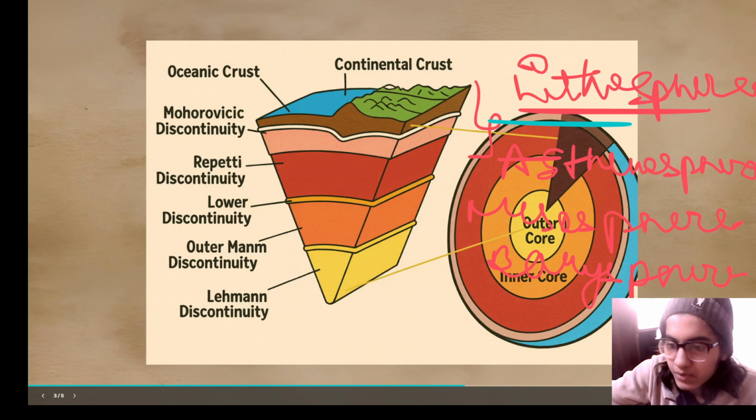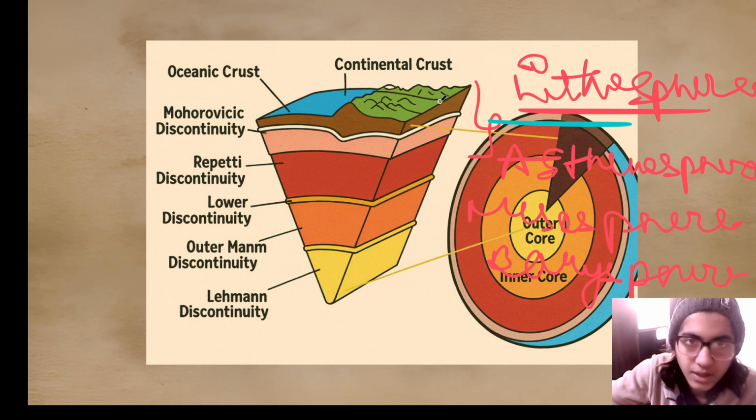So this is a rough diagram. As you can see we have the crust, and the crust is divided into two parts, oceanic and continental crust, and it is included in the lithosphere. Then going deeper we have the Moho discontinuity, and its full name is Mohorovicic discontinuity. Then it tells us that a new layer is coming, and that new layer is the mantle. So till now everything is clear.